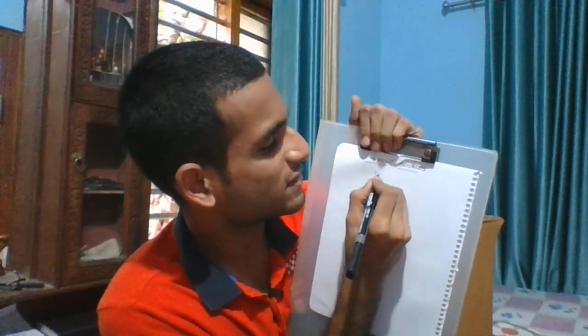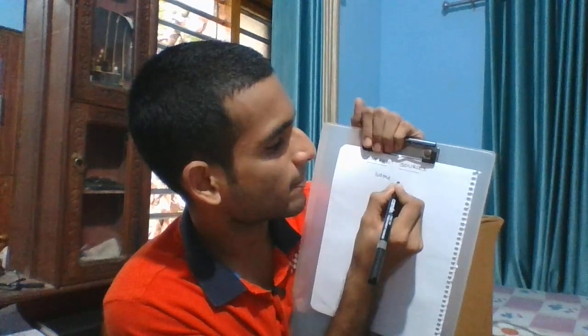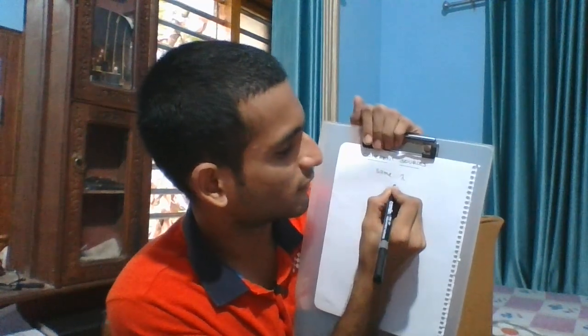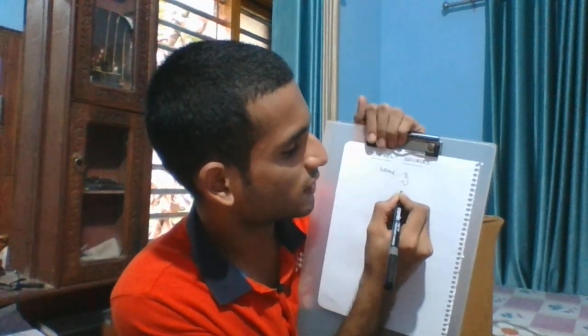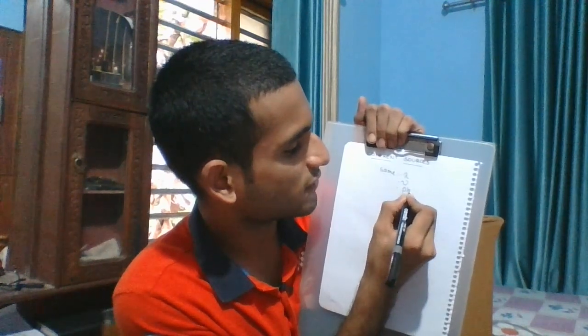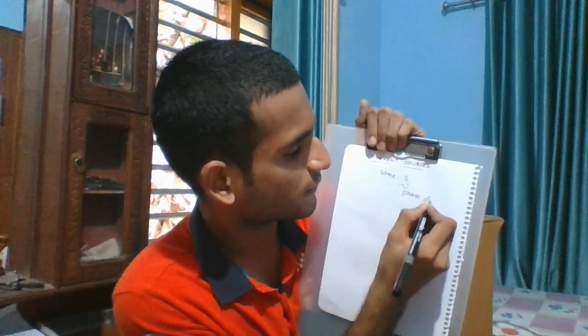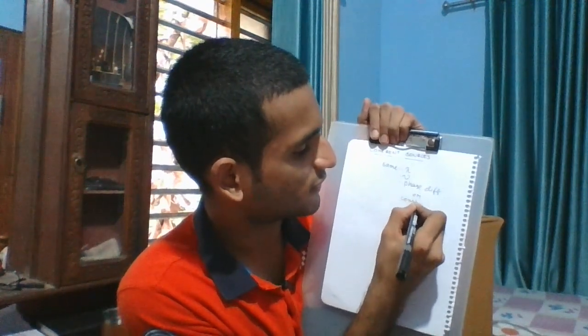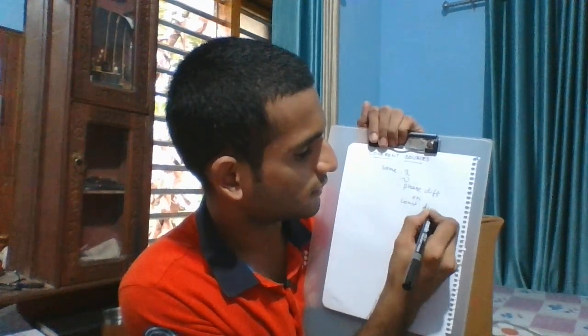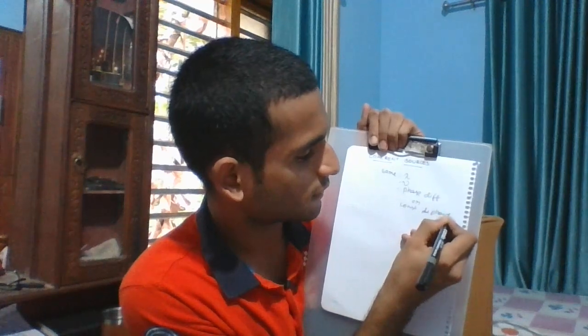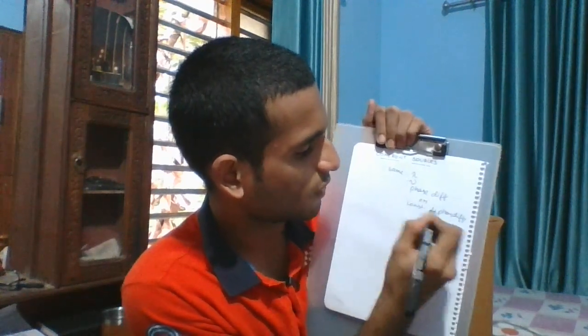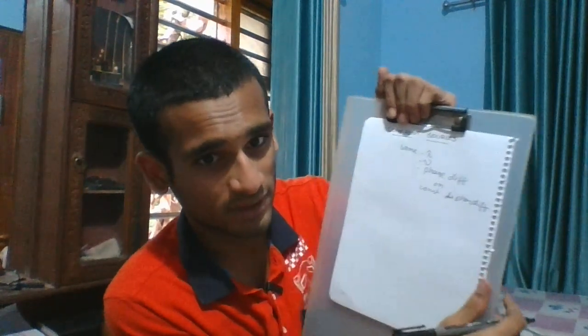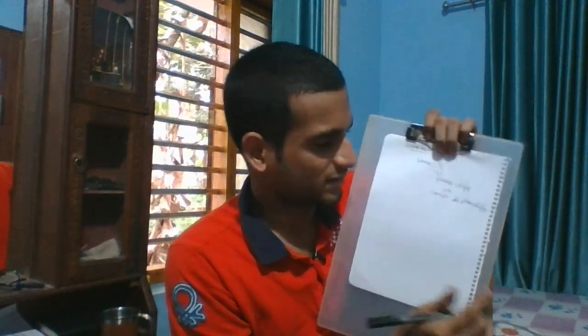Now, let's say that coherent sources give the same wavelength, frequency, and phase difference, or constant phase difference. Now, why did I say constant or same? Now, what is phase difference basically?